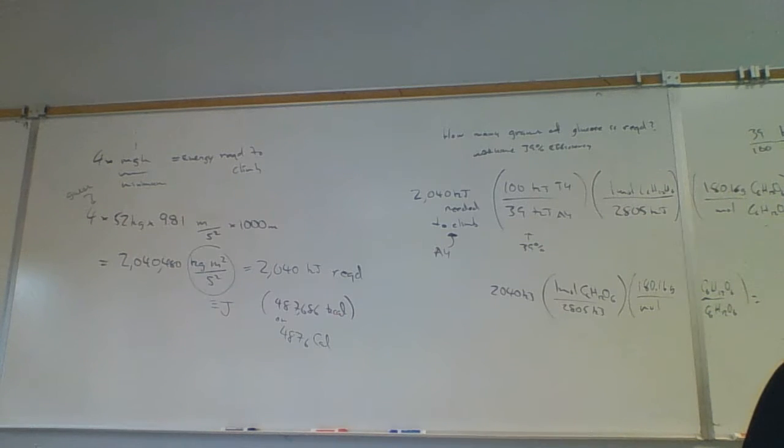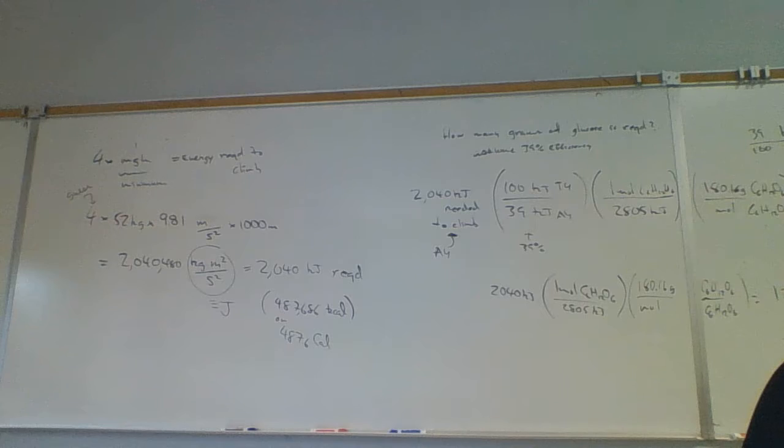And so let's see what that number comes out to. So 2040 divided by 2805 times 180. That's 131.0 grams of glucose. We're only allowed 2 sig figs here, so subscript 1.